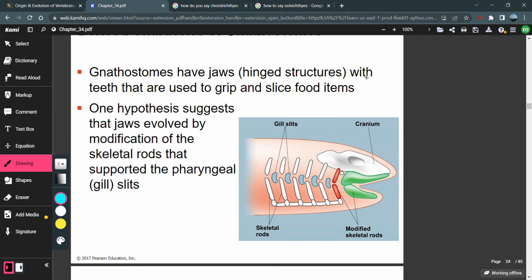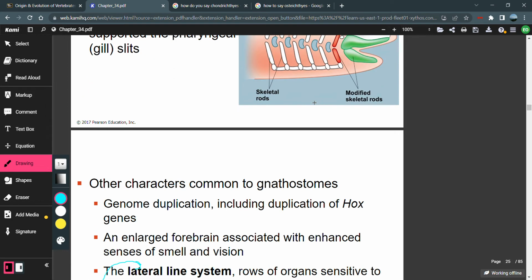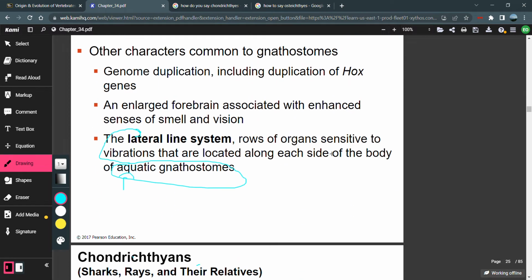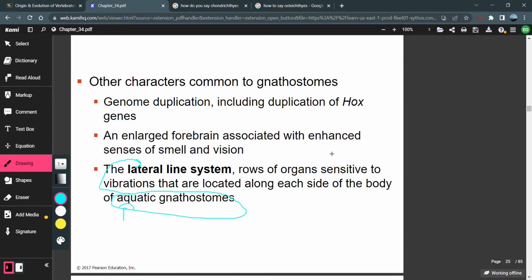I think what you call the mandible. The mandible and the maxilla, which is on top, they formed via these rods. Other characteristics of gnathostomes are a complete genome duplication, including a duplication of Hox genes, and an enlarged forebrain.